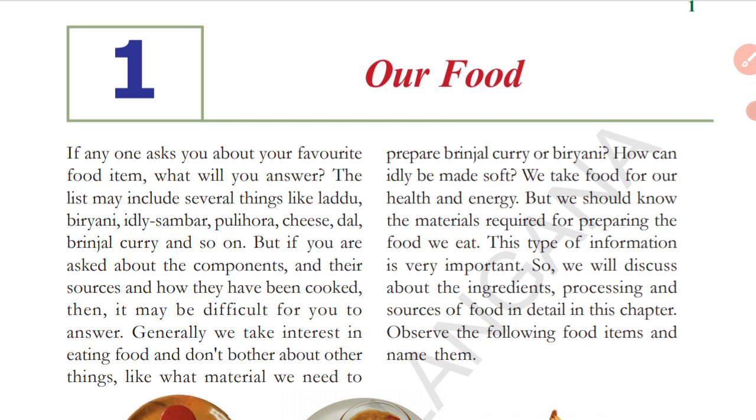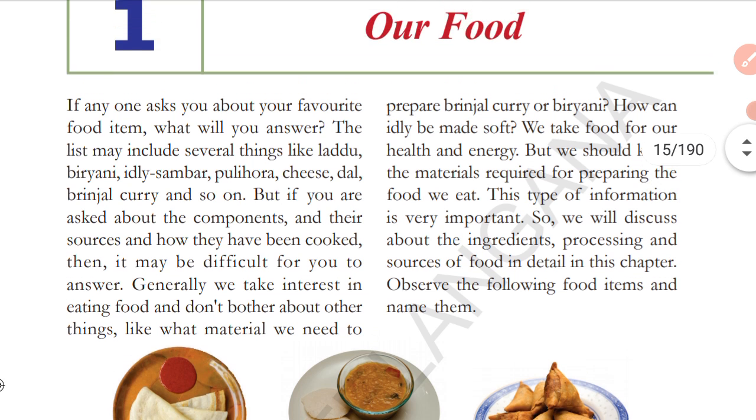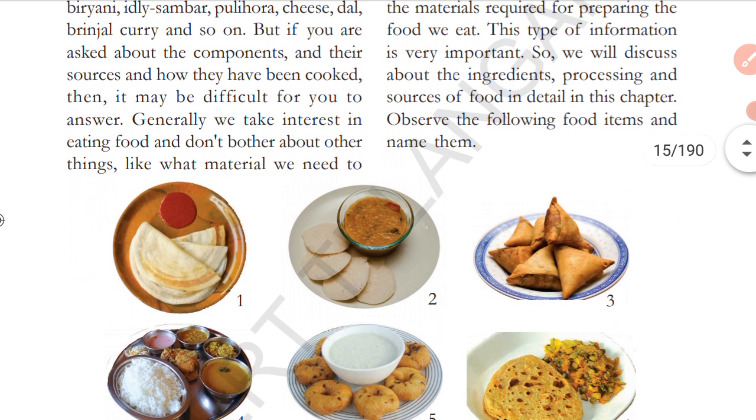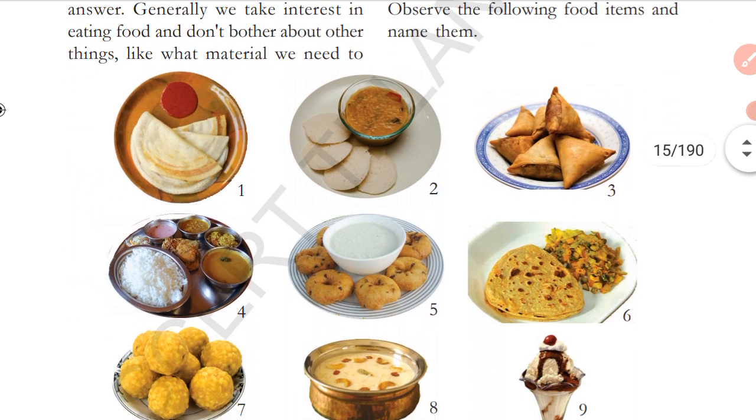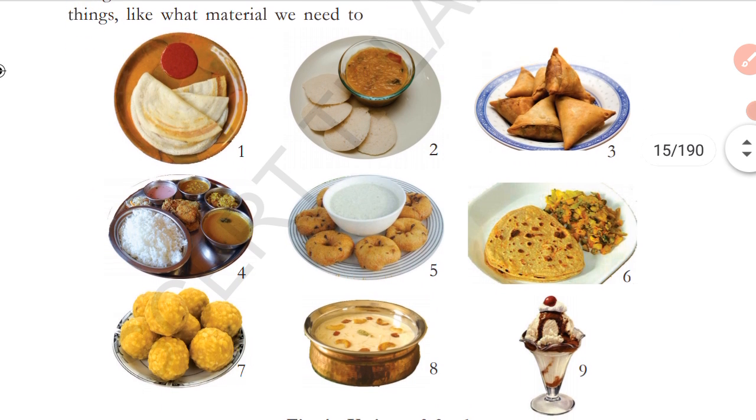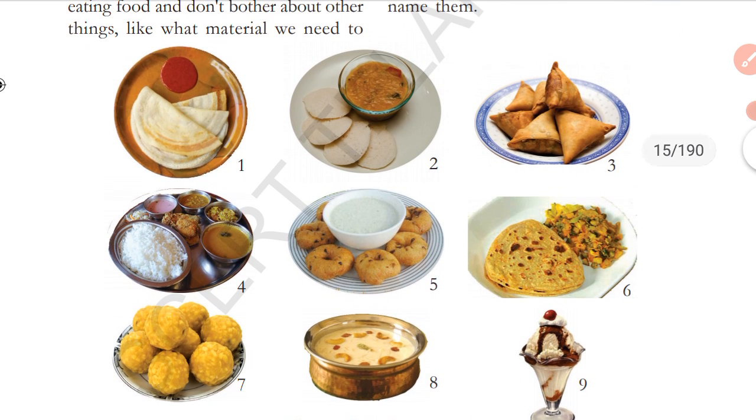So if you don't know anything about this, don't worry, let us learn all this in this chapter. We will discuss all these ingredients, the processing, and the sources of food in detail. Everything in detail we will learn in this chapter. Now listening to this chapter, your mouth may have watered, right? So let us look at some of the food items which we commonly have in our state.